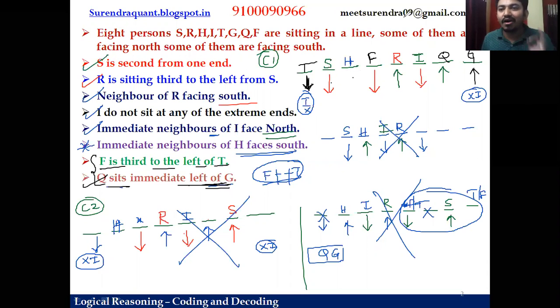So we fixed all 7 persons' directions, but we miserably failed to check the direction of H because there is some ambiguity in which direction H is facing. So H can be facing south or H can be facing north. So in this way, if you try to take the cases and assumptions, you can easily work out even if there are 8 persons, 10 persons. So in this video, I've taken 8 persons, right, with only 1 variable.